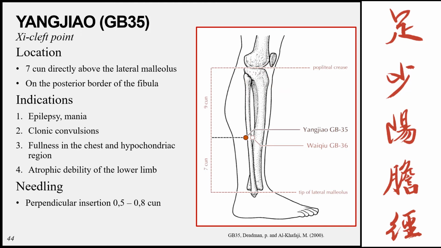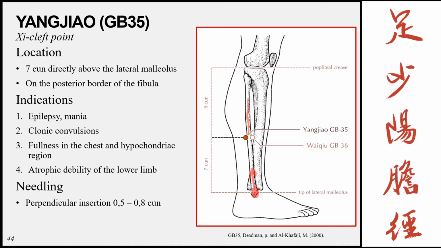The next point is YANGJIAO, GB35. So this is a xi-cleft point of the meridian, and it's located 7 cun directly above the lateral malleolus. So this is the lateral malleolus here. We've got to go 7 cun above it. And it's on the posterior border of the fibula. So once again, you've got to palpate for the fibula over here, and then we're going to palpate downward until we get 7 cun above the lateral malleolus.